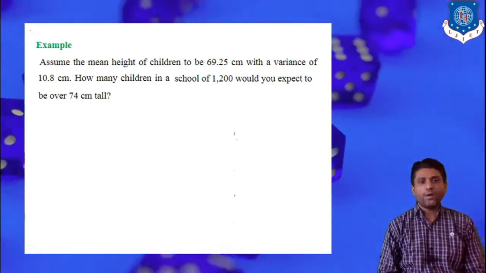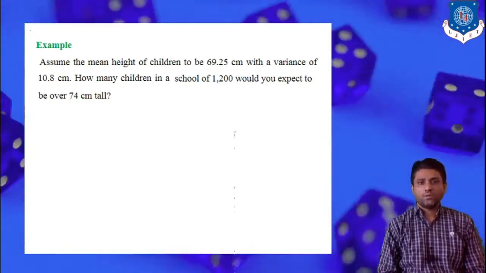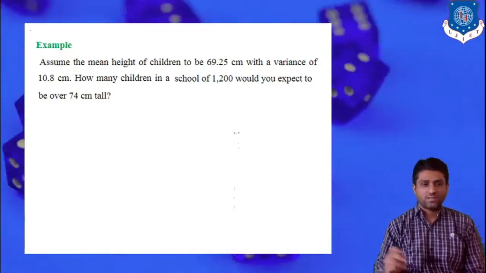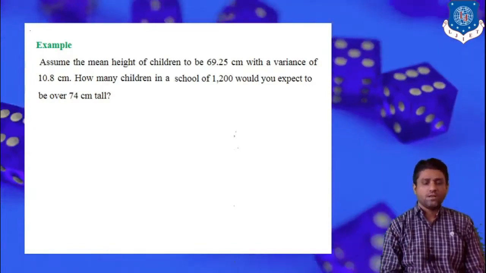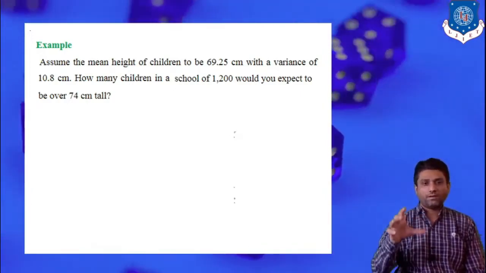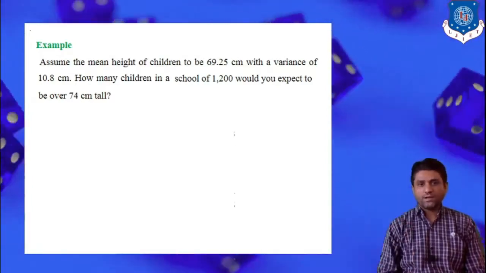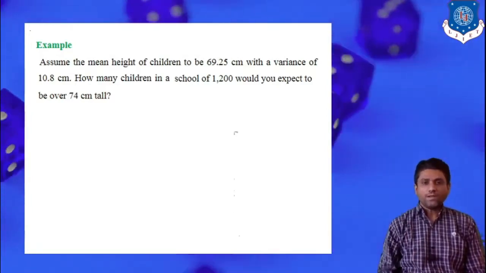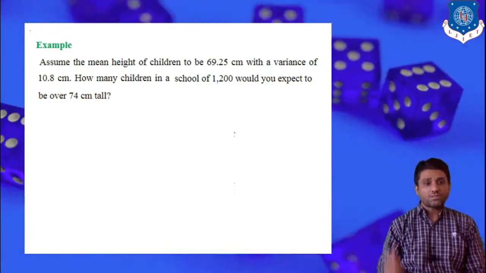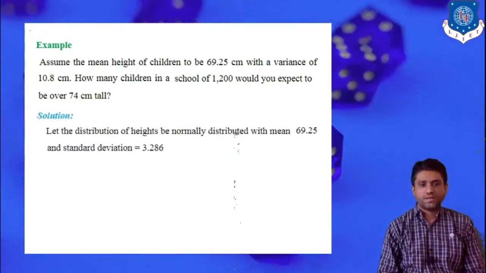We are interested to find out how many children in a school of 1200 you would expect to be over 74 centimeters tall. So we are interested, say any particular school has 1200 children, and out of these 1200 children, how many children would you expect whose height is over 74 centimeters. So let's start the solution.